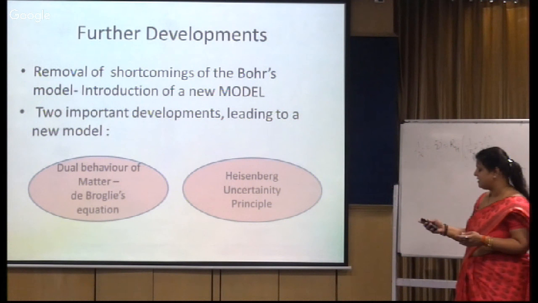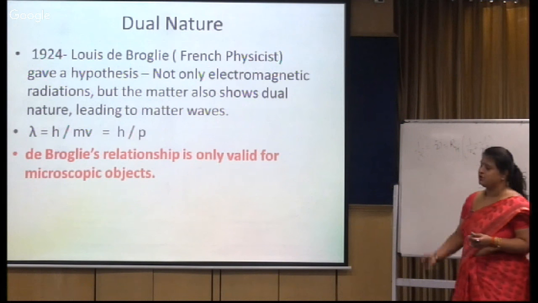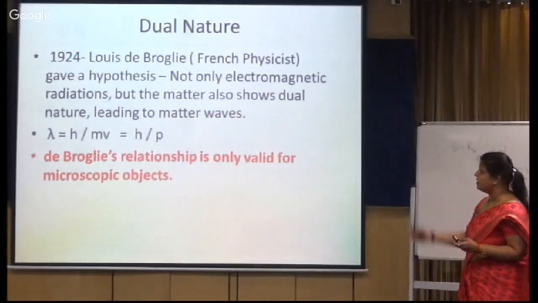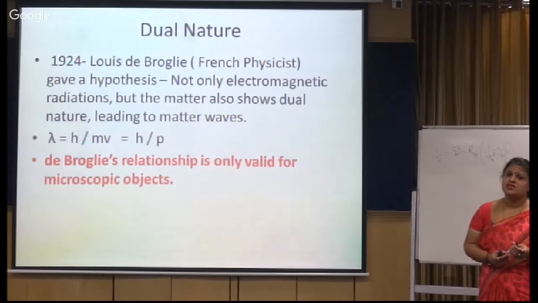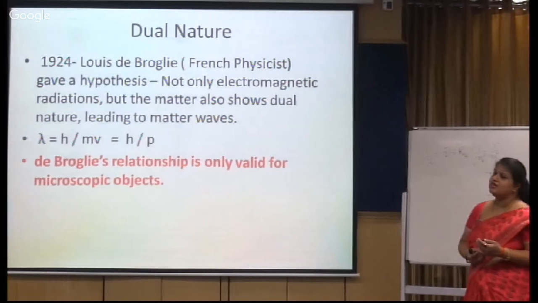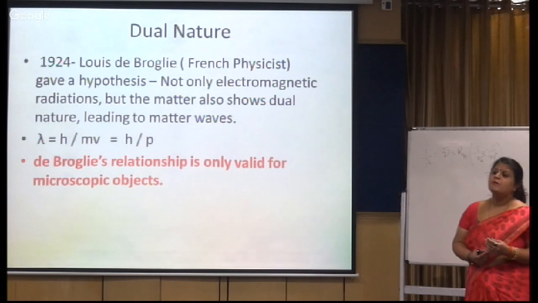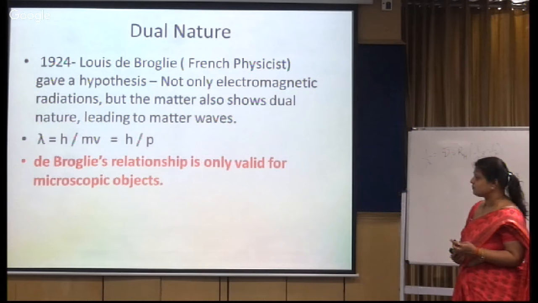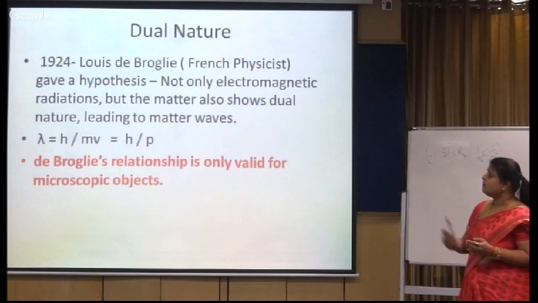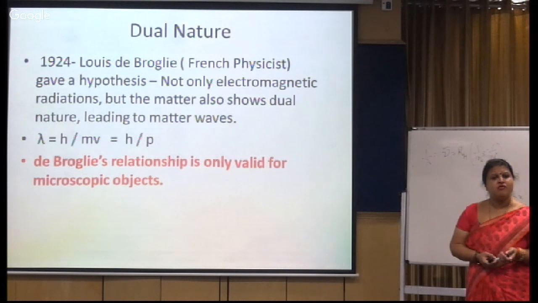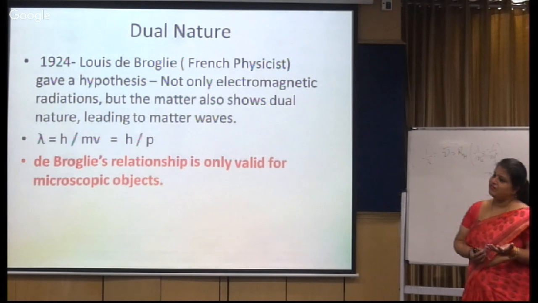Similarly, we have Heisenberg's uncertainty principle also, which is working in a similar direction. But first of all, let us see what de Broglie had to say. He said that the de Broglie wavelength is equal to h by mv, or h by p, which is the momentum. And moreover, this h by mv has come from the dual nature. Because when we talk about lambda, we talk about the wavelength.